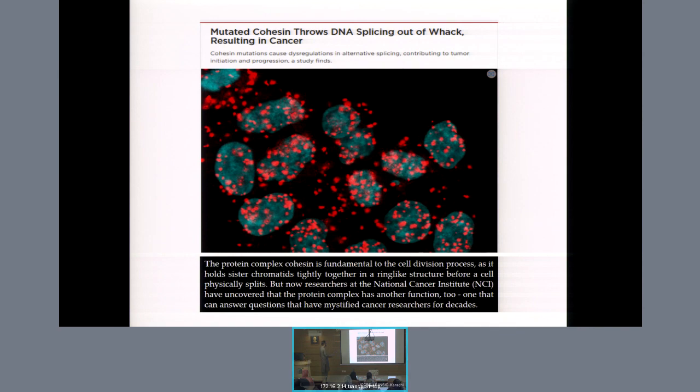So this is a protein like cohesin. We study this protein in maybe meiosis or mitosis. So this is related to cell division, meiosis. So cohesin mutations cause dysregulations in alternative splicing. Messenger RNA में जो cuts लगते हैं, alternative splicing. So if there are mutations in this protein, the whole process backs up. It disturbs the whole process of alternative splicing, contributing to tumor initiation and progression.